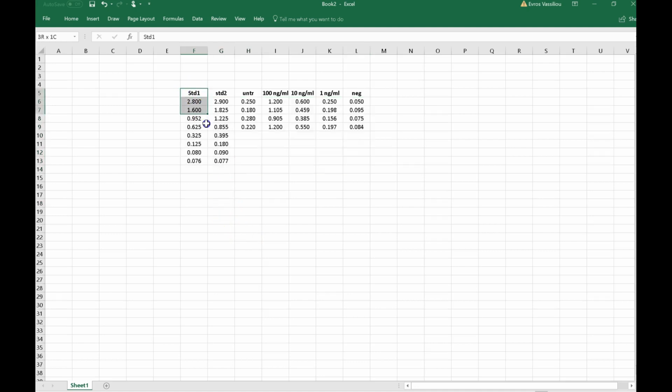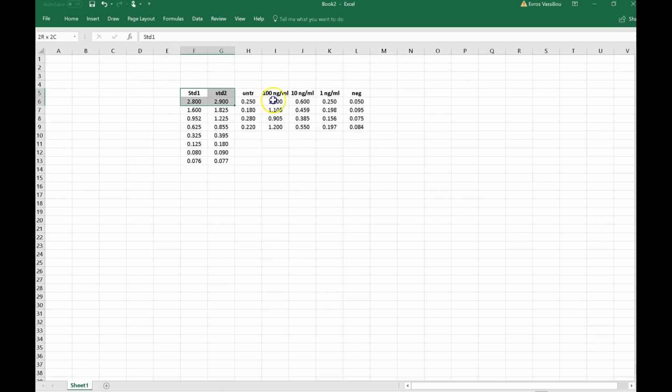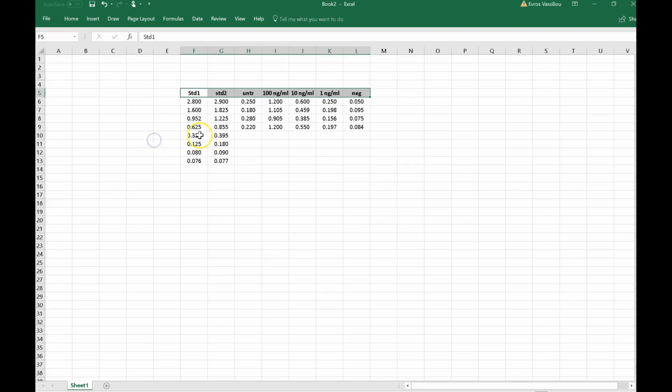The other thing I like to do is highlight everything and center. I don't like them this way, I just like to see them in the middle. And I also like to highlight my labels and make those bold so they can stand out from the actual data points. So nothing fancy, just inputting the data there.